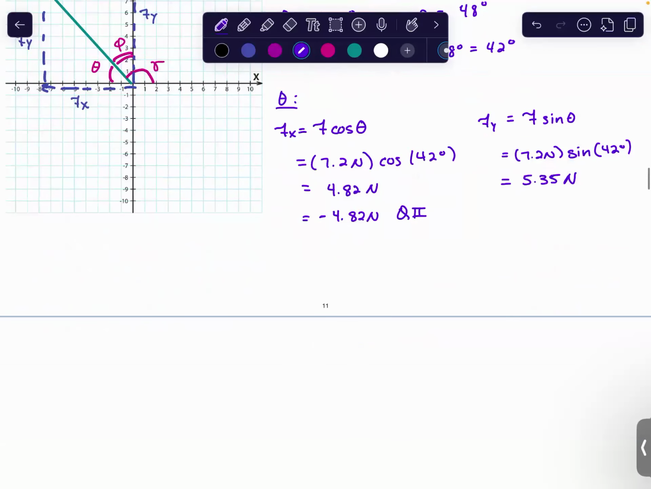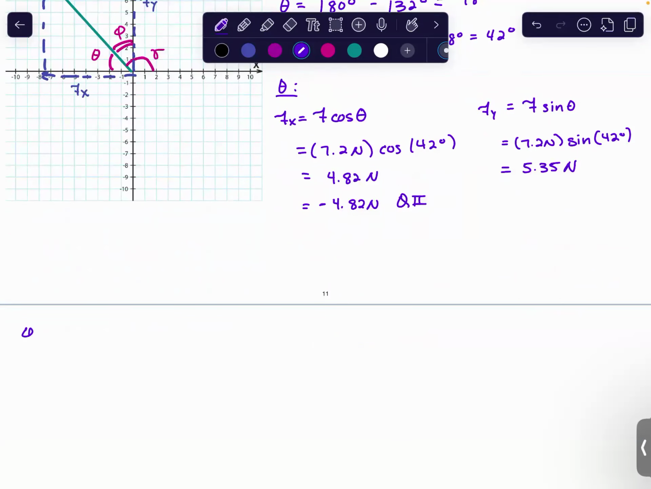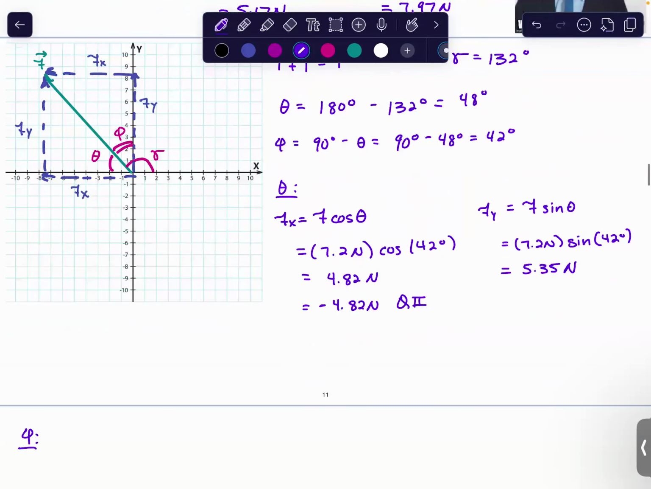Now, what if we started finding things based on phi? So here's a question. Let's look at the x component. Which sine function does it get? Do you know why it gets the sine function? It's opposite, the x, so if we're looking from the perspective of angle phi, the x component is opposite of that angle, so you have to give it the sine function.